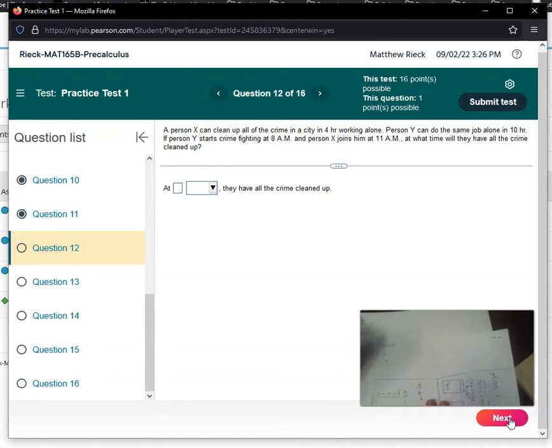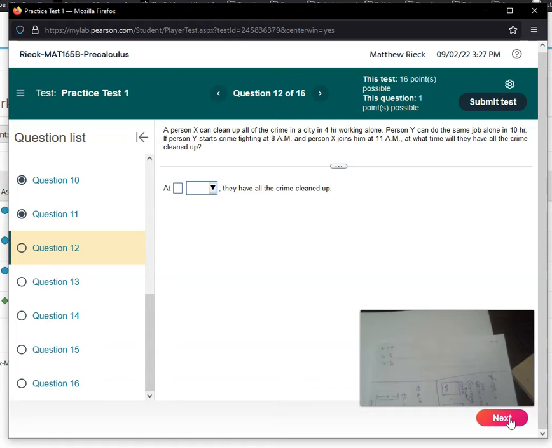So we have two crime fighters. Person X can clean up all the crime in the city in 4 hours working alone. So the rate at which person X can clean up crime, R sub X, is going to be 1/4 of the city per hour. Person Y can do the same job alone in 10 hours, so his rate is going to be 1/10 of the city per hour.